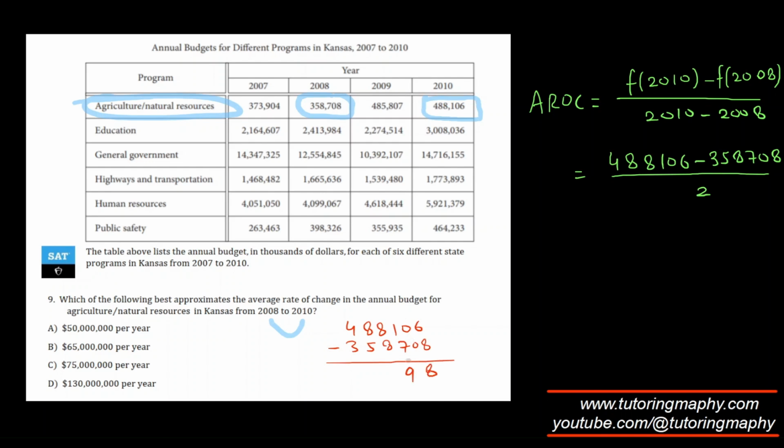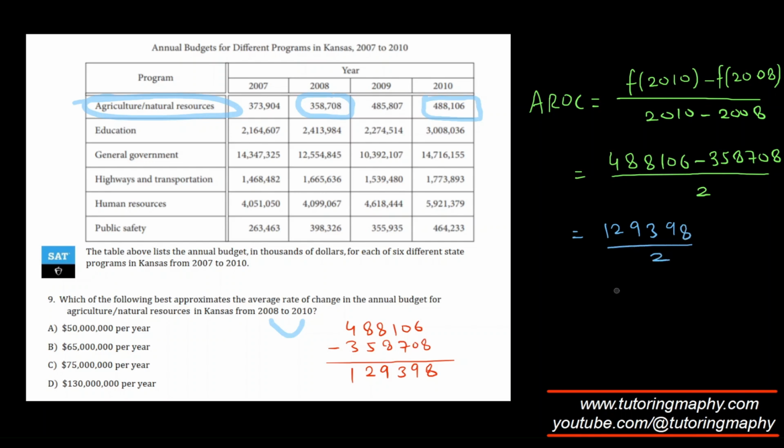9 minus 0 is 9. 9 minus 7 is 3. This will become 9, I think. 7 minus 5 is 2. And this is just 1. So it's 129,398.